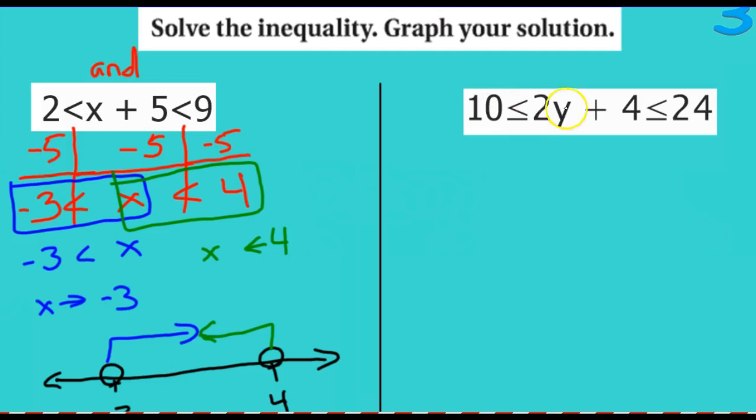Here again we have something in the middle, so we have y in the middle. So this is again an and inequality. So I'm going to draw a line down from there and a line down from there, so I know that I have to separate these. First thing I'm going to do is subtract 4. Now I'm going to subtract 4 from both sides.